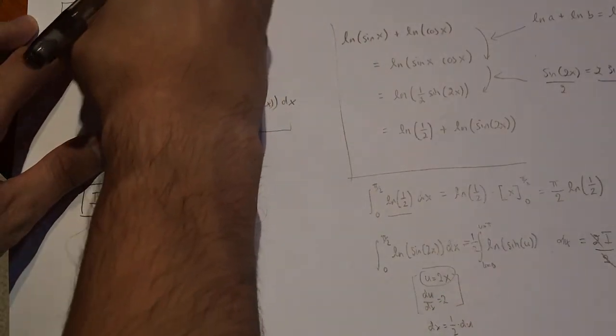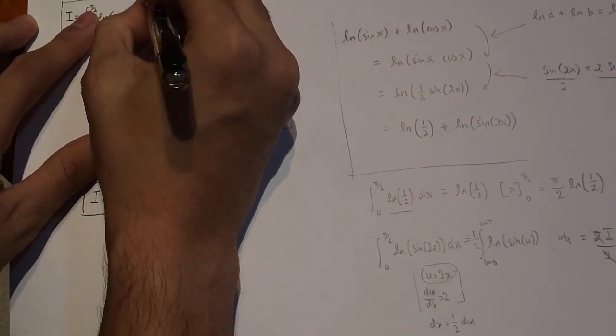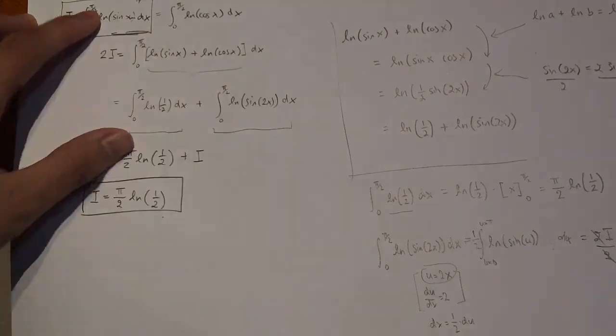I should probably have also squared the dx bit there. There you go.